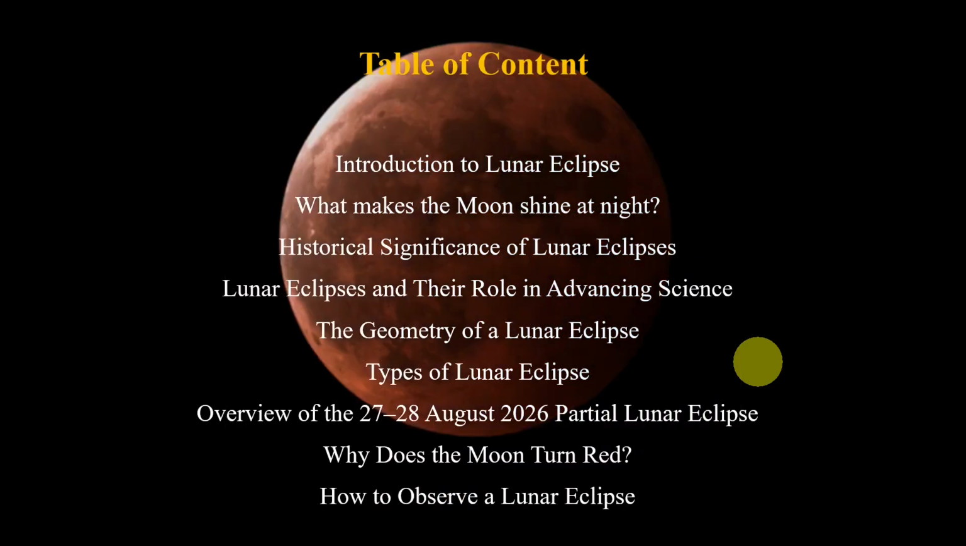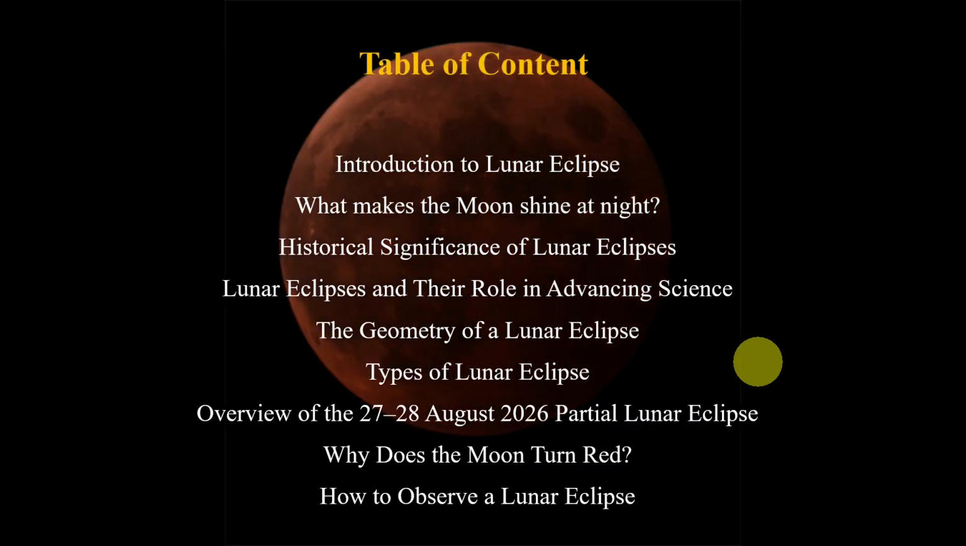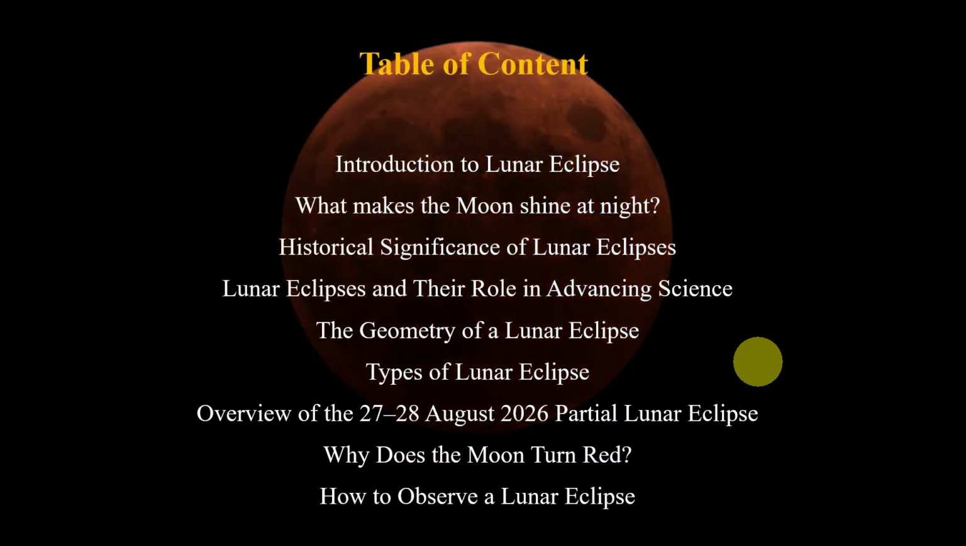We're expecting a partial lunar eclipse. Okay, let me just be specific with that. Partial lunar eclipse. Then after that, I'll talk about why the moon turns red. That's very important. Why does it turn red? Why not dark? Why not disappear? I'll talk about that. Then I'll talk about how to observe the lunar eclipse, so maybe some protections if there's any need for protections during the observation. We're going to learn about that.